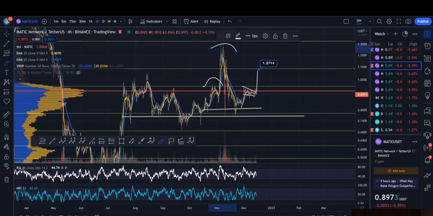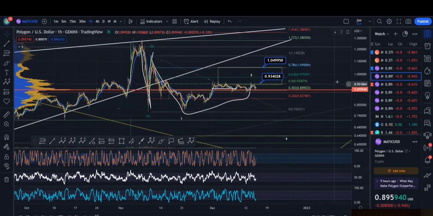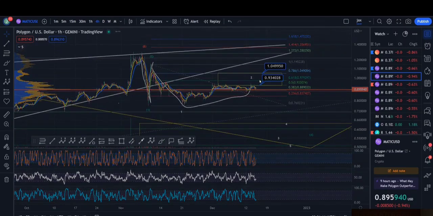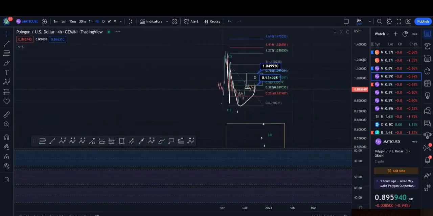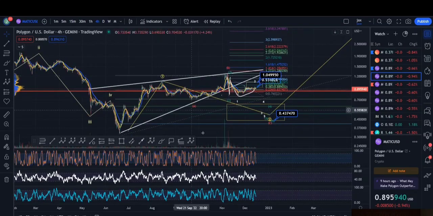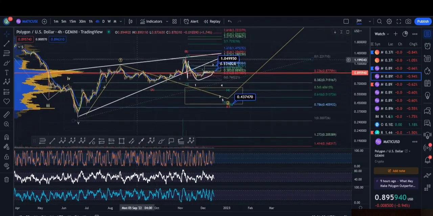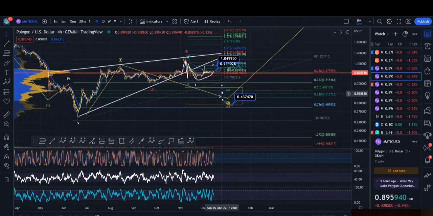Alright, gang, that's basically it for this little update for Matic. As I mentioned, I did a little bit of a recount, and it makes more sense that this would be a wave 1 to the upside. And we're going through an ABC into a 2, still to come down to that 40-cent range before pushing up in a wave 3. So the bottom could definitely be in here for Matic. I do hope we come down to that 40-cent range so I can continue to load the bags.